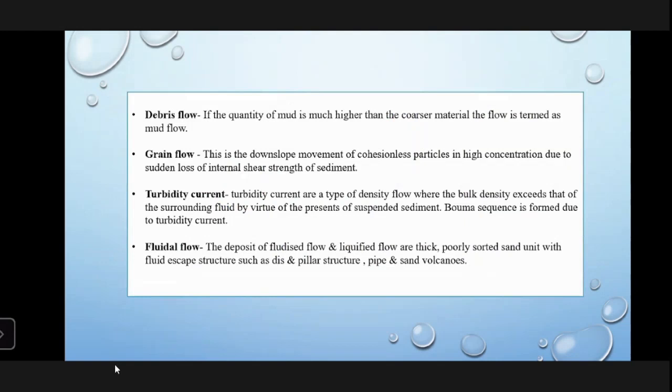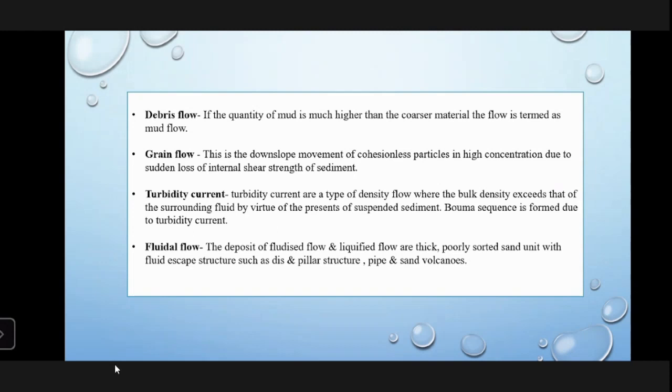Now we will see what these flows are. If the quantity of the mud is much higher than the coarser material, the flow is termed as mud flow. Grain flow. This is the downslope movement of cohesionless particles in high concentration due to sudden loss of internal shear strength of sediment.